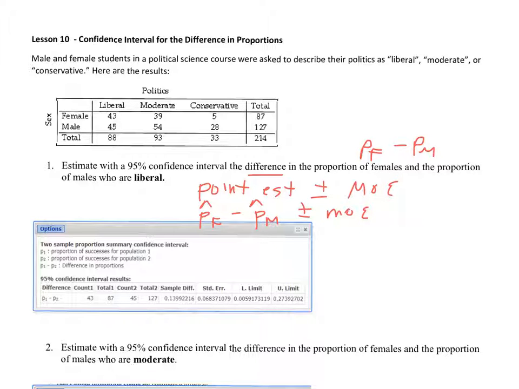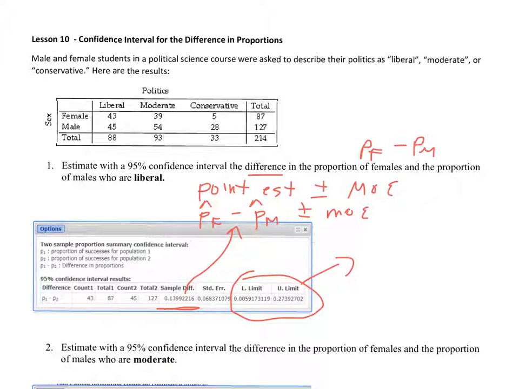The formula for margin of error is messy. You don't have to do this by hand. Instead, I want you to be able to use StatCrunch to find the interval. If you look at the lesson 10 notes, you'll see screenshots for creating a 95% confidence interval for the difference in population proportions, and that's what I have here. P1 is the proportion of females who are liberal in the sample, and P2 is the proportion of males. They're different, so our point estimate is approximately 0.1399, and the actual confidence interval is right here.